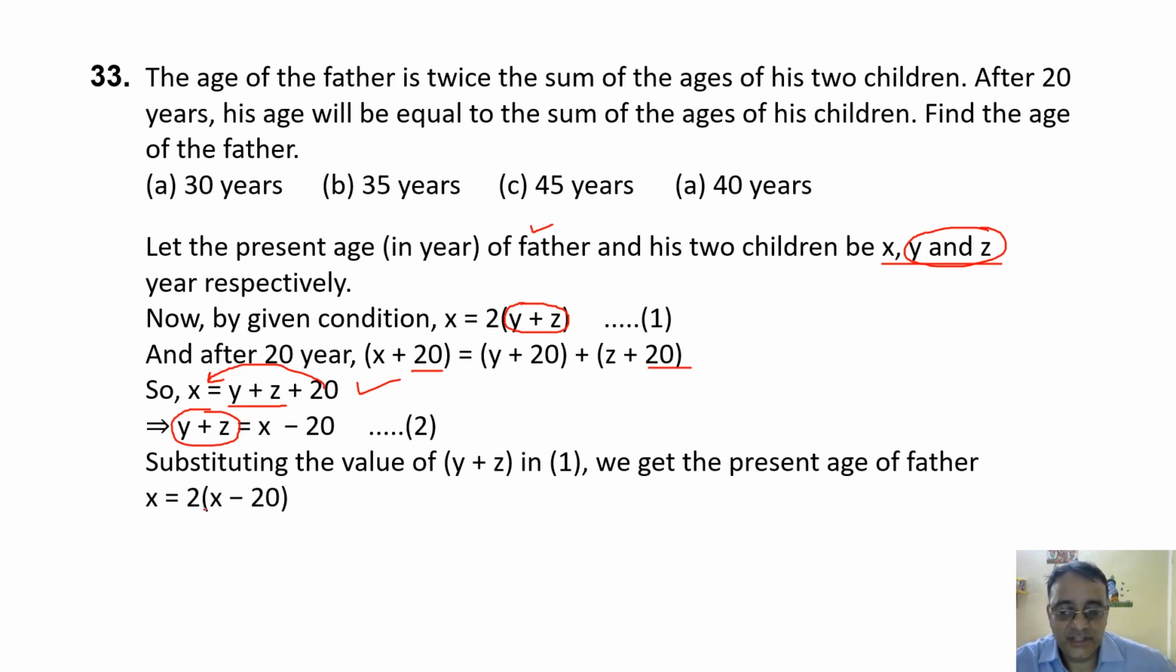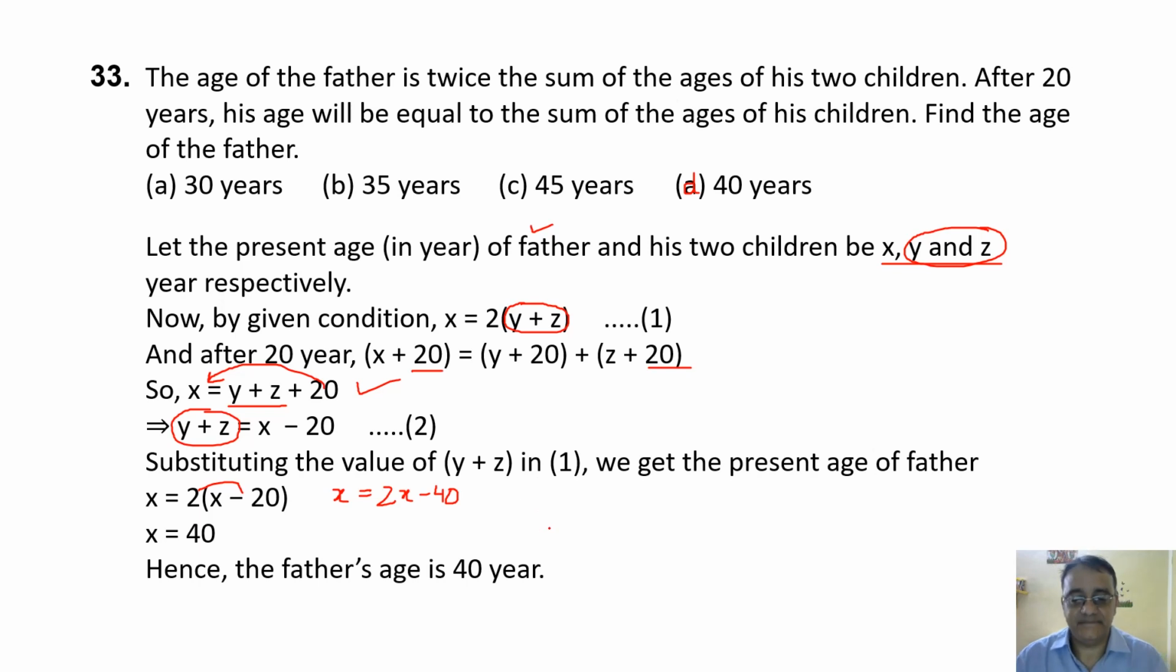Right. So look carefully, this becomes 40. So we will get x is equal to 2x minus 40. And what is the value of x then? 40, right. So hence the father's age is 40, we have to find only the father's age. So the correct option is Option D. This is D, right, there was a misprint. So the correct option is D.